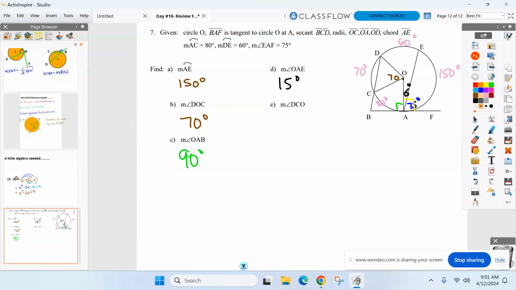What's DO and OC again? They're radii in the same circle. What do you know about them? They're congruent. What type of triangle did we just make? And there it is. We just made an isosceles triangle. That was a little tough one there, noticing that we had an isosceles triangle. So 180 minus 70 divided by 2.